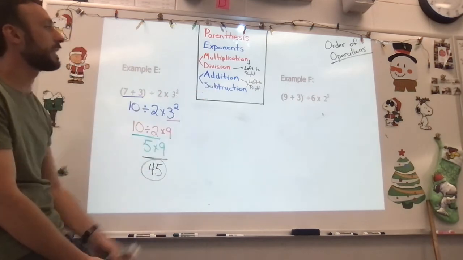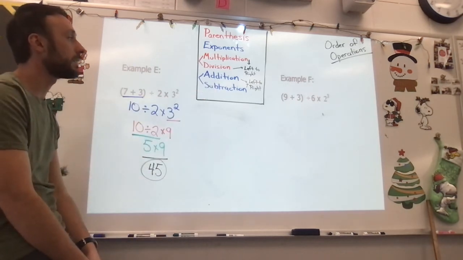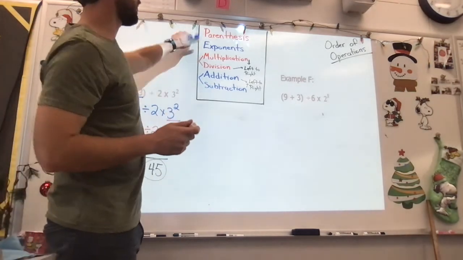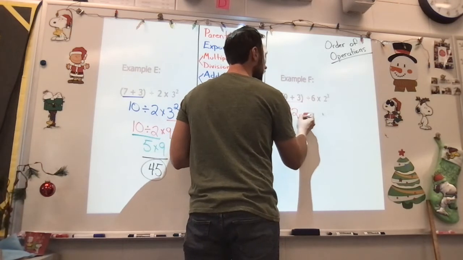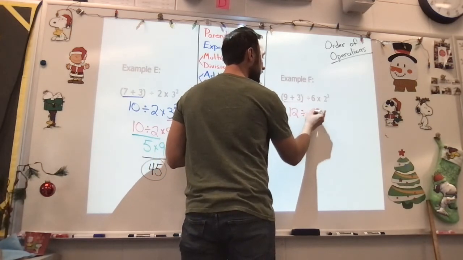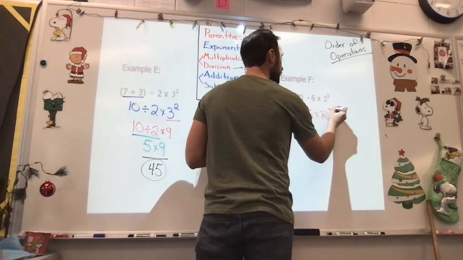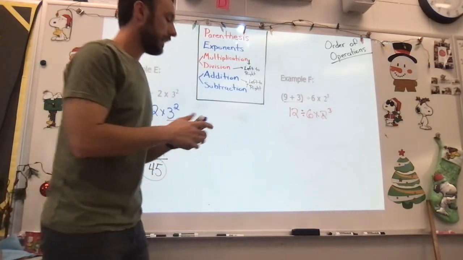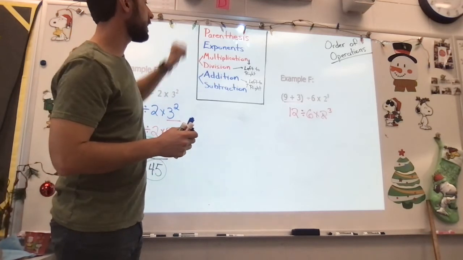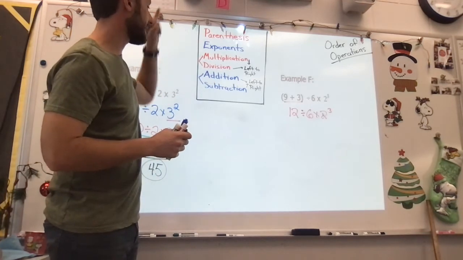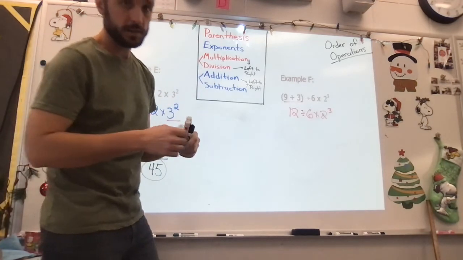Okay, last one, example F says the quantity of 9 plus 3 divided by 6 times 2 to the third power. Step 1, parentheses. Do parentheses first. 9 plus 3 is 12. Copy down everything I haven't used yet. Second step is to check my list. Do I have any parentheses? No. Do I have any exponents? Yes, I do. I need to do my exponents next.